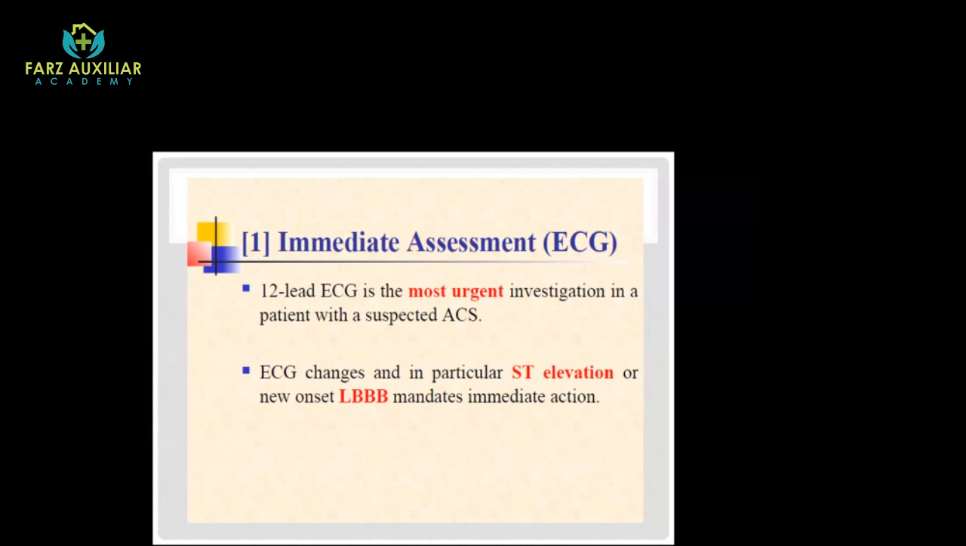Similarly, if you look at the anterior wall MI, where the ST elevation is limited to V1, V2, V3, V4, that is the classical anterior wall MI. If V1 is spared, say the ST elevation begins from V2 and V1 is spared, that signifies that the site of occlusion of the LAD is distal to the origin of the first septal. Is that clear?